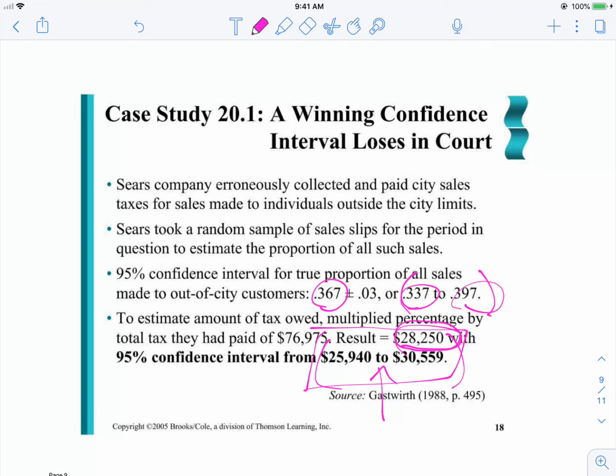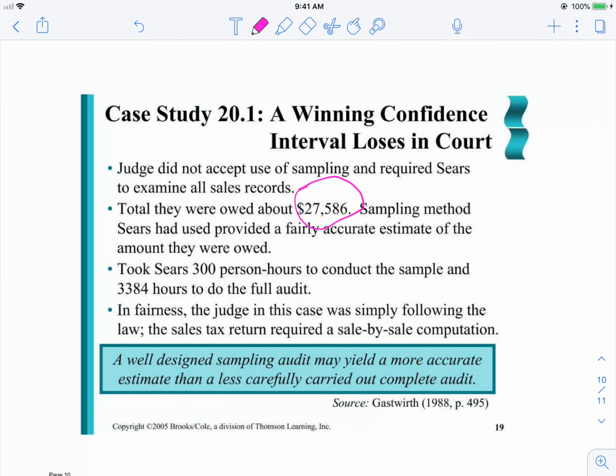They were going to pay $28,250 in back taxes. Now, this was required by law. The sampling method gave them a pretty accurate estimate for the total amount that they were owed. Okay, but look at the time and money that was spent going into this. It took Sears about 30 person hours rather than man hours to conduct the sample, but it took them more than 10 times that amount, 3,384 hours, to do the full-blown audit, which is like a census.